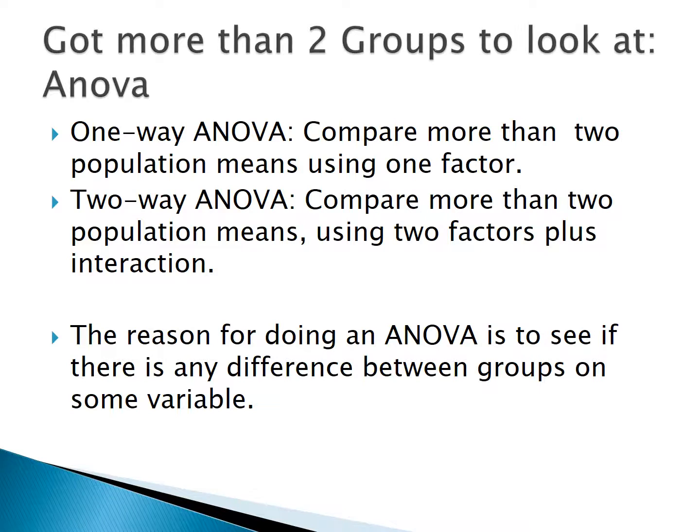If you've got more than 2 groups to look at, then you can move into an ANOVA test. You've got a one-way ANOVA test, which compares more than 2 populations using one factor or one variable. And the two-way ANOVA compares more than 2 population means using 2 factors or more. The reason for doing an ANOVA is to see if there is a difference between the groups on some variable and to prove that it is statistically significantly different.